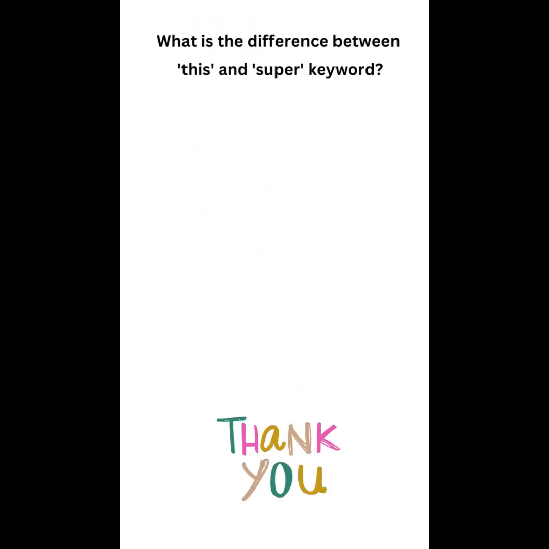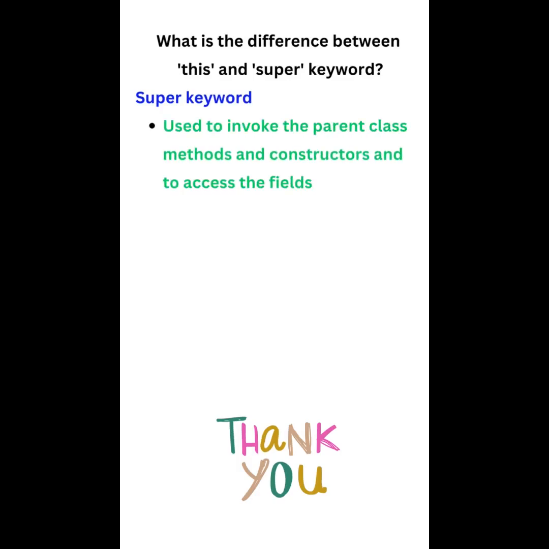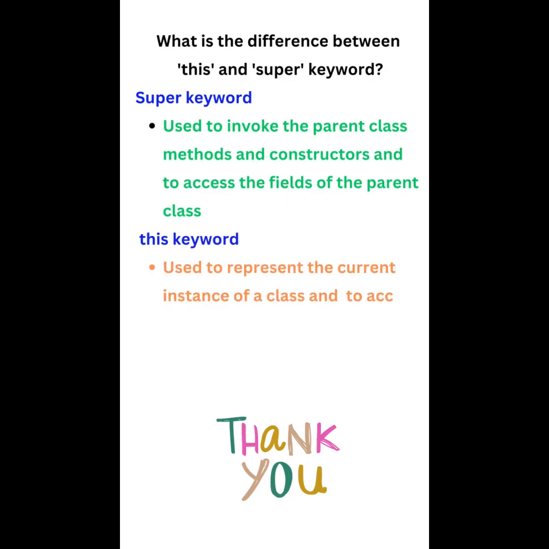What is the difference between this and super keyword? Super keyword is used to invoke the parent class methods and constructors and to access the fields of the parent class. This keyword is used to represent the current instance of a class and to access the instance variables and invoke current class methods and constructors.